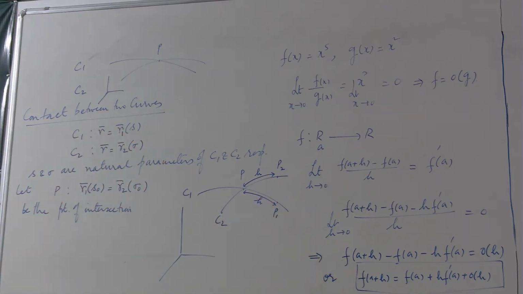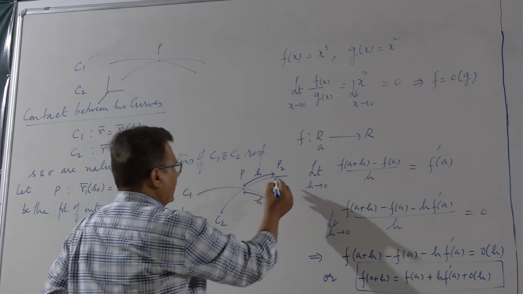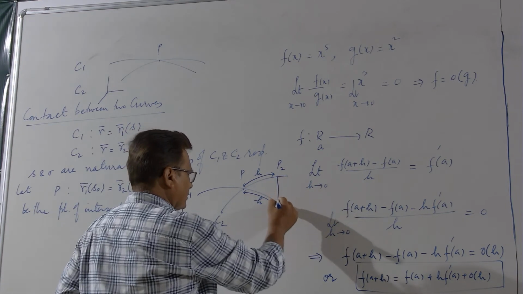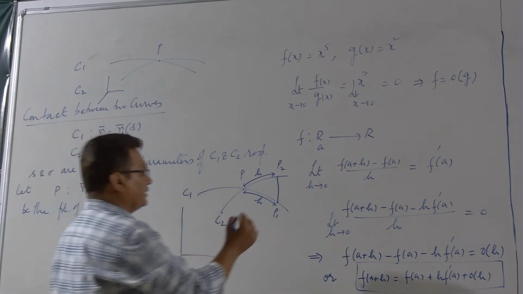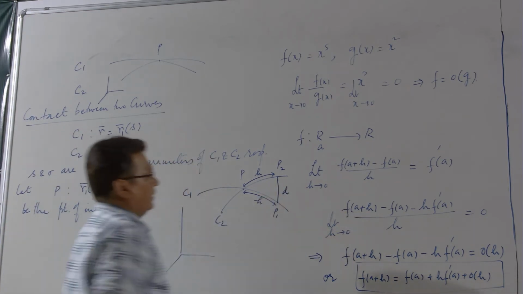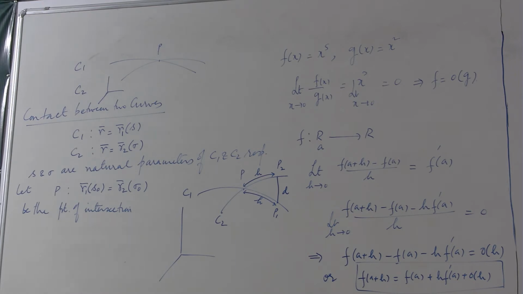Okay. And then I will consider the straight line distance between P1 and P2. Suppose this distance is d. Okay. So, now I am going to define the contact. With all the description in mind, we define the contact of C1 and C2 at a point P.